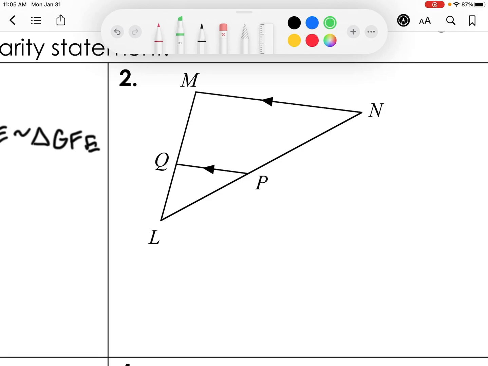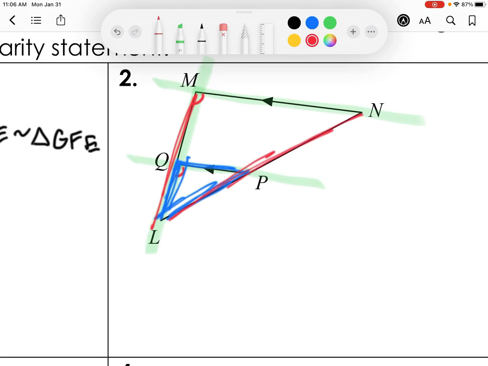I'm going to highlight my parallel lines, and then we do have a transversal going through here, and I see that we have corresponding angles on these two triangles. If you can't see the two triangles, let me go ahead and highlight them. We have a small triangle here, and we have a larger triangle on the outside. Those are the two triangles we're working with. So we did have corresponding.